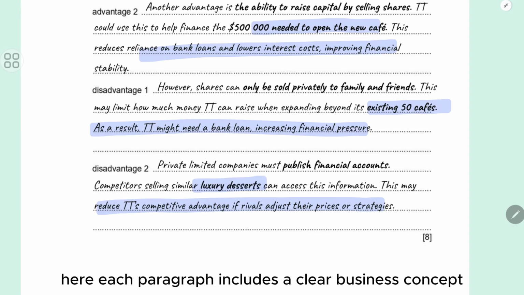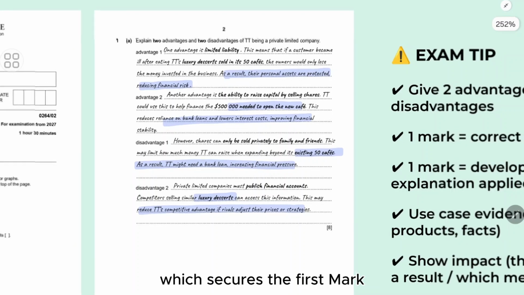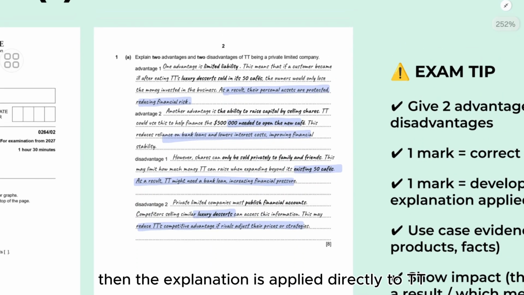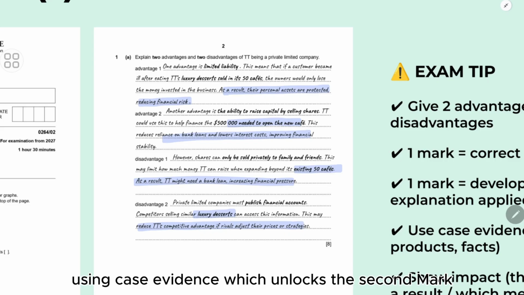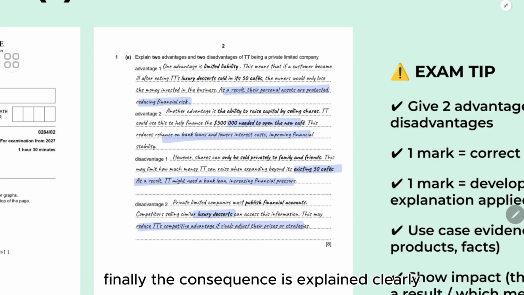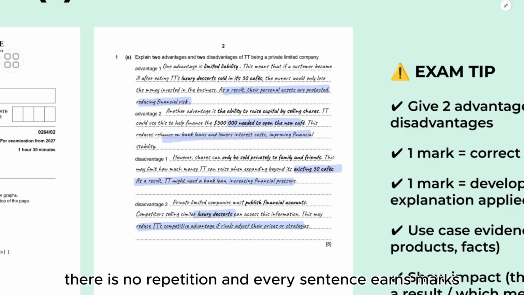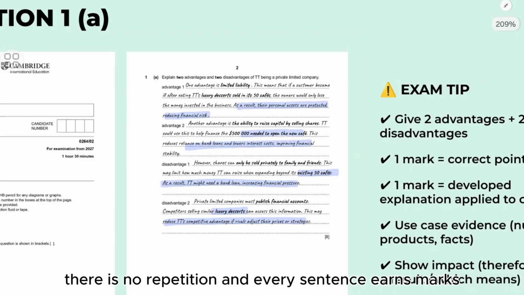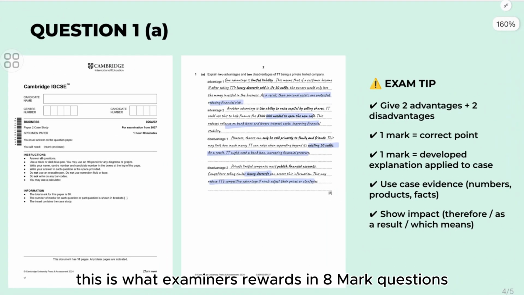Here each paragraph includes a clear business concept which secures the first mark. Then the explanation is applied directly to TT using case evidence, which unlocks the second mark. Finally, the consequence is explained clearly, showing cause and effect. There is no repetition and every sentence earns marks. This is what examiners reward in 8-mark questions.